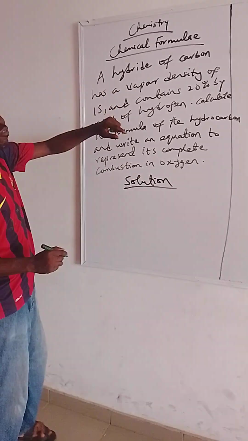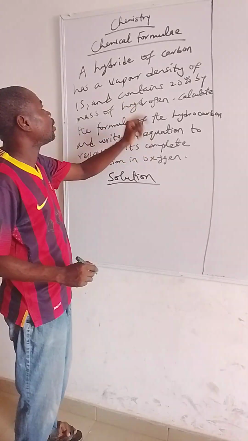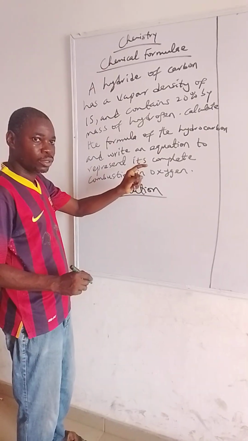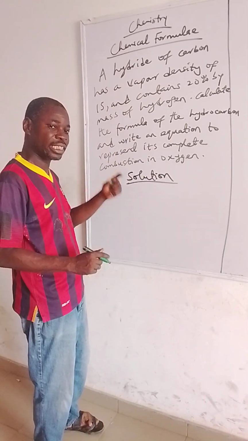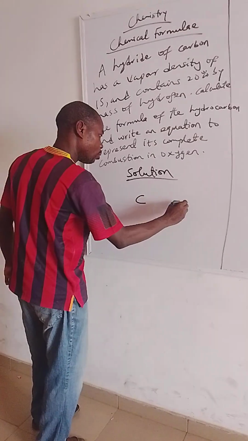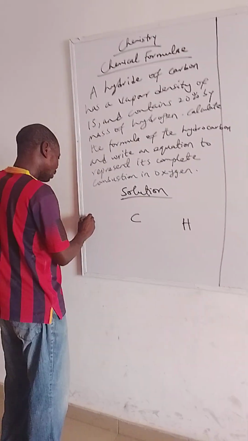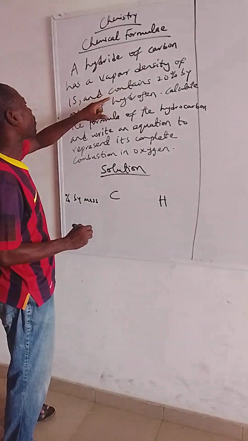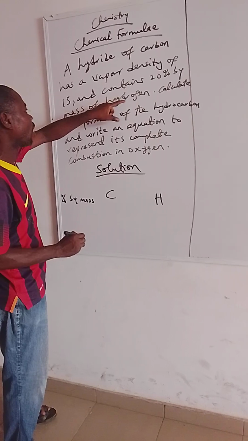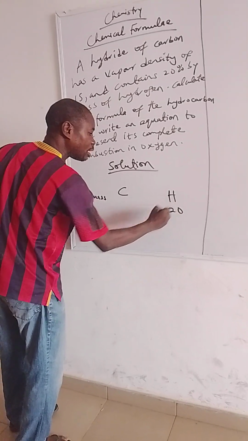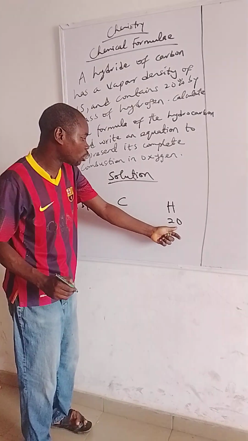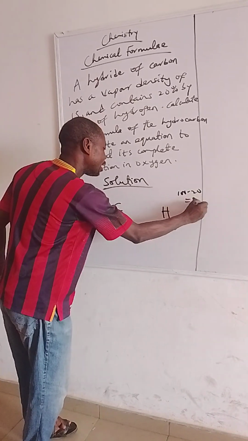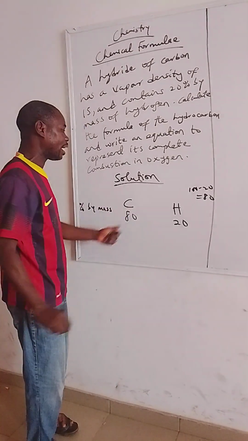Now, whenever they say a hydride of carbon, it means hydrogen and carbon alone. So that is a hydrocarbon. Another name for hydride of carbon is hydrocarbon. So we have the carbon, we have the hydrogen, and the percentage by mass in this column. The question says it contains 20% by mass of hydrogen. That means hydrogen is 20% by mass. Now if hydrogen is 20 and we are having 100 as a whole, if we subtract 20 from 100, that means the remaining 80 is carbon.